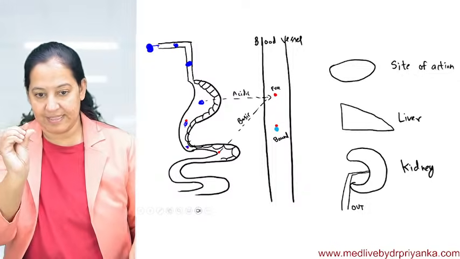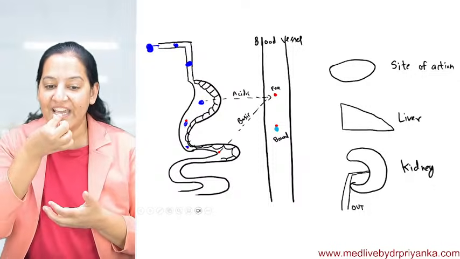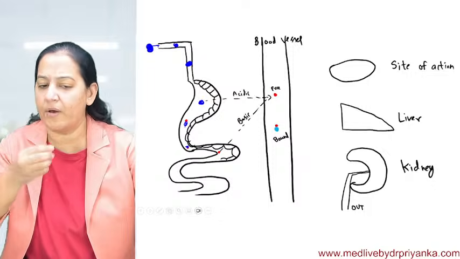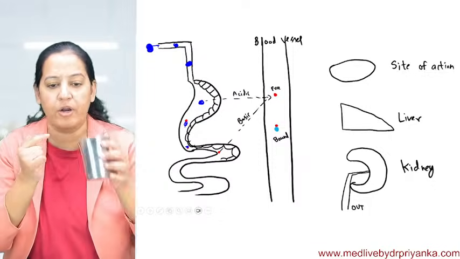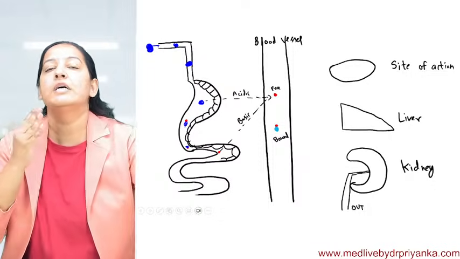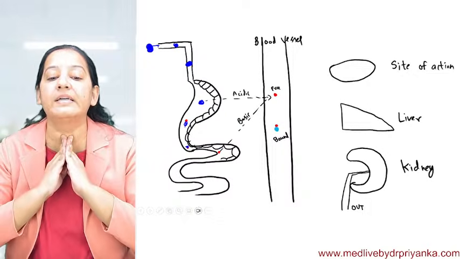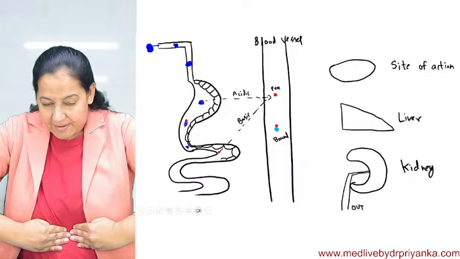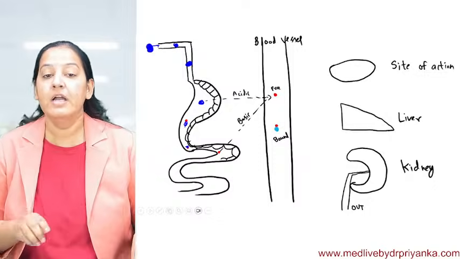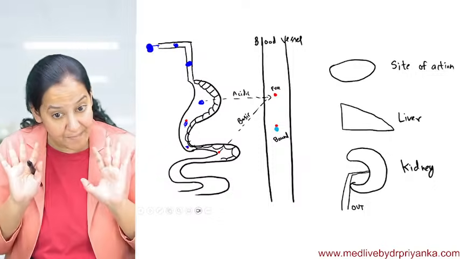So suppose this is the tablet. Please understand, I'm keeping it in the mouth, or I'm taking any drug from the oral route, with sips of water. So where will it go? The tablet will go in my mouth, my esophagus, my stomach, my intestine. From the stomach and intestine, it gets absorbed.